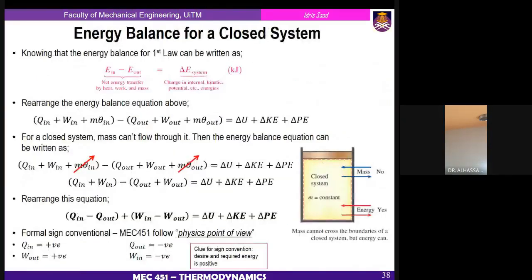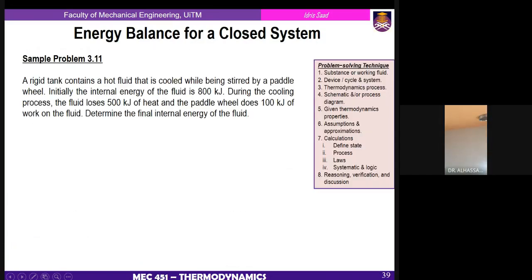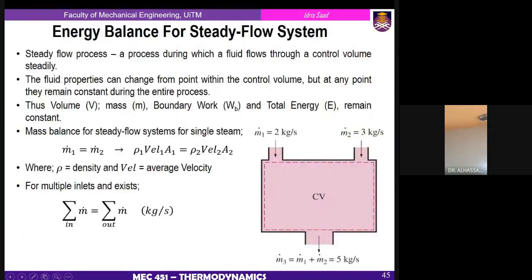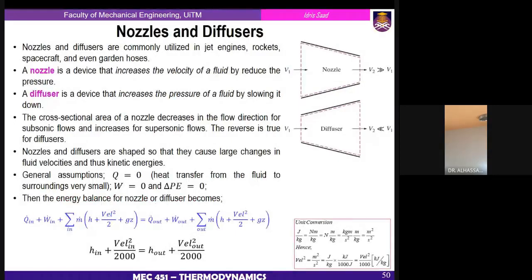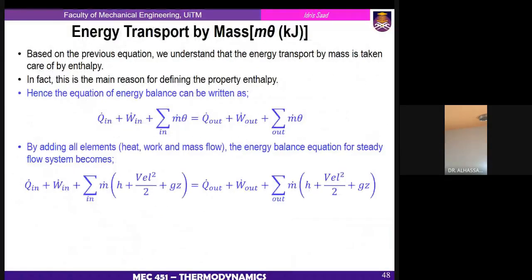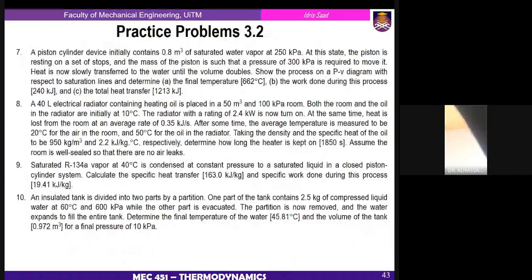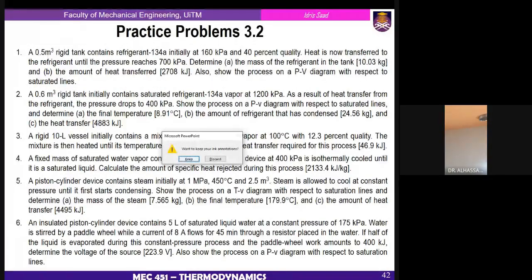So I think we will pause over here, and hopefully, inshallah, next week we are going to continue our discussion. First, we will start with some tutorials, and then continue with the energy balance for a closed system. If there is any question, please let us discuss. Otherwise, I think we will stop over here.